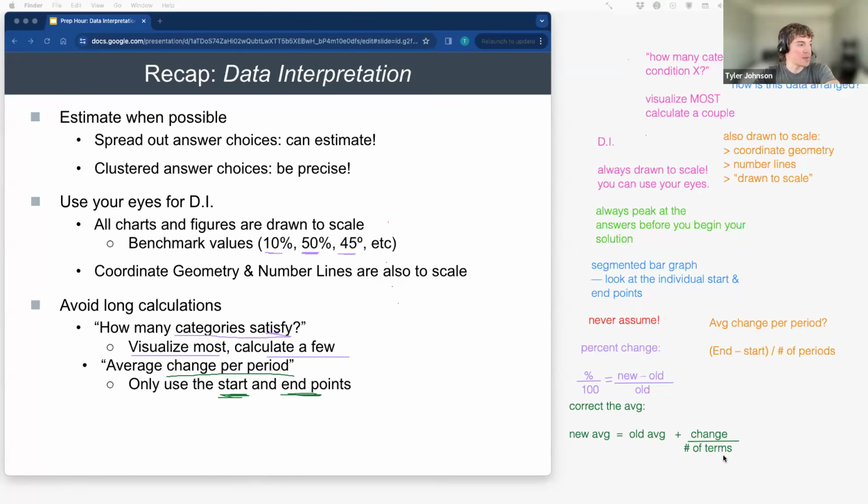All right, so that was our lesson on data interpretation. Those were some of my favorite tricks.